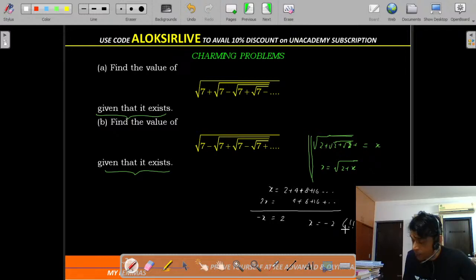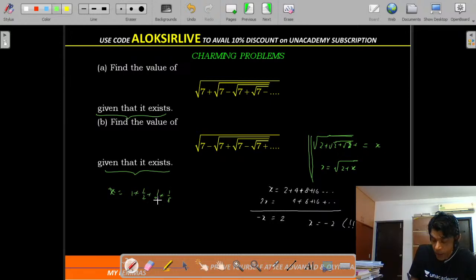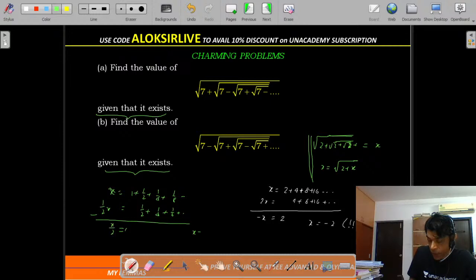Is this not something that needs to be explained, how negative 2 is coming? The same thing if you do with the other one, that x equals 1 plus 1 by 2, 1 by 4, 1 by 8, you don't face any problem, because things work fine. You write half x, and everything is displaced by this one. So writing half plus 1 by 4 plus 1 by 8 and so on, and you subtract again, you get x over 2 is 1, and so you claim x is 2. That indeed is correct, but here it is not correct.